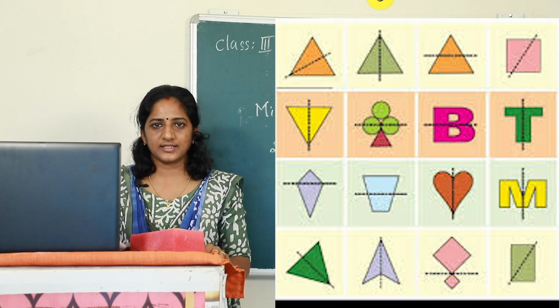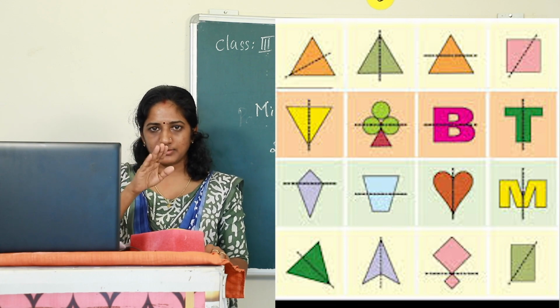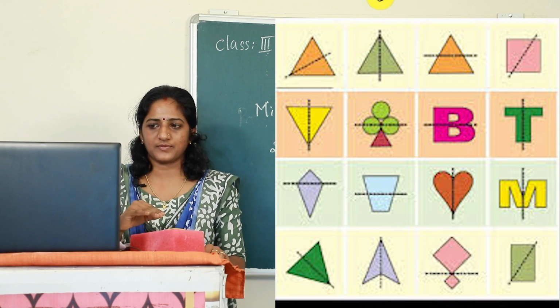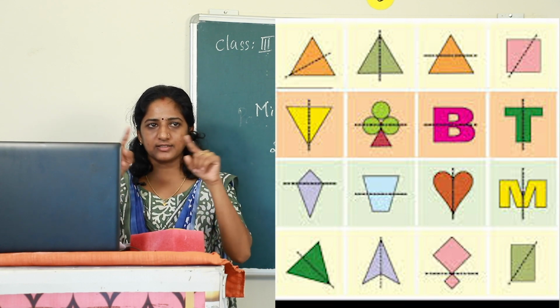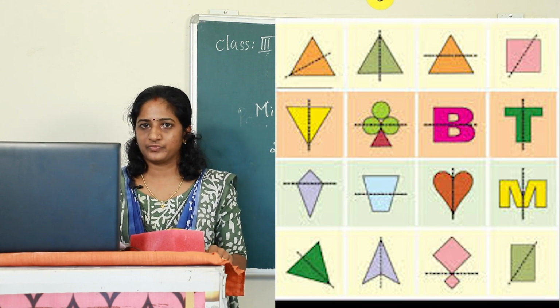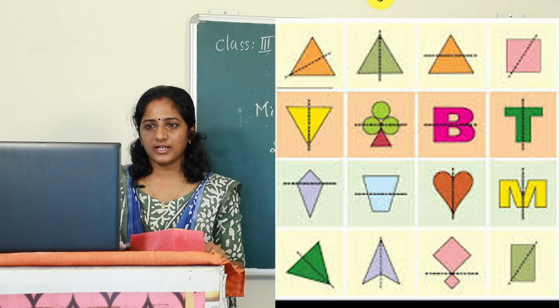Now look at the next letter T. Whether that line divides T into similar halves? Yes, that line divides T into similar halves. Come to the next triangle, that green triangle, whether that line divides the triangle into similar halves? Yes, that line divides the triangle into similar halves.